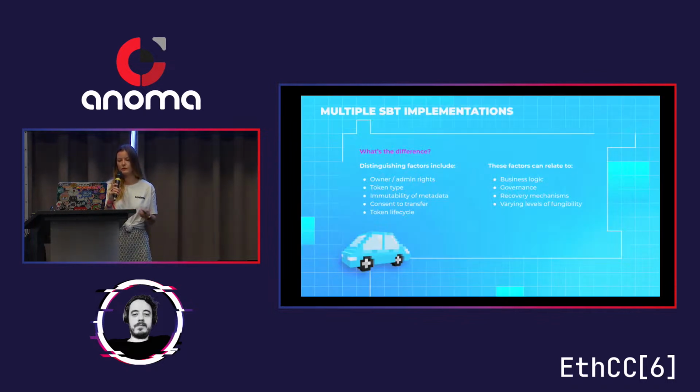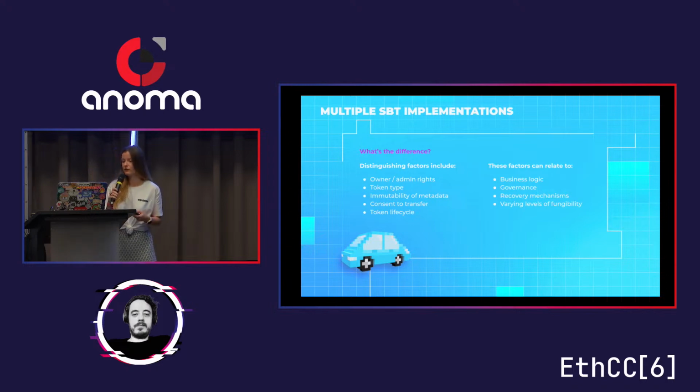So what's the difference? The distinguishing factors really at a higher level relate to things like owner and admin rights. So how much flexibility do you as a project or a business want to factor into your project? The token type obviously is a key difference. So depending on the sort of token drop that you want to issue, you may want to look for a standard that's 721, 1155 or something that caters for a number of different things there.